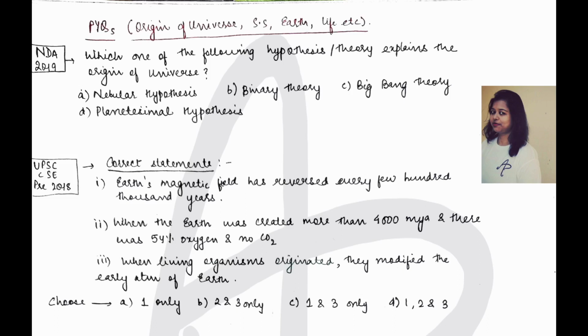Let's see the first question. NDA 2019. The question says that which one of the following hypothesis or the theory explains the origin of universe? So you can pause the video and try the options. For example, you have the options like nebular hypothesis, binary theory, Big Bang theory and planetesimal hypothesis. We have done all of these topics. Pause the video and try for that.